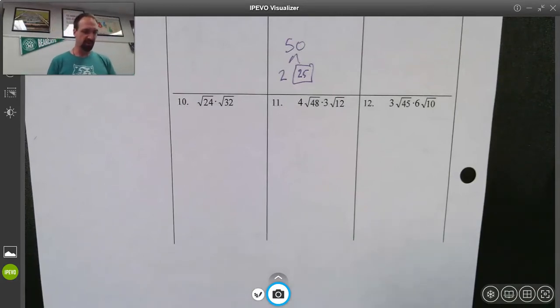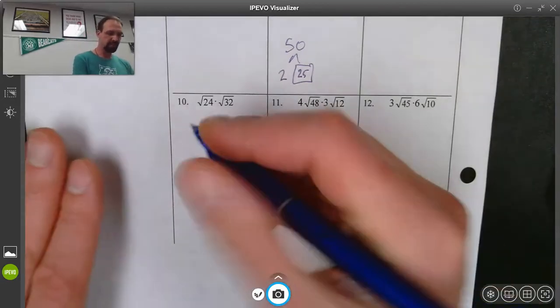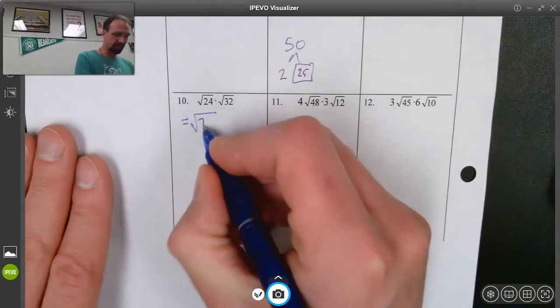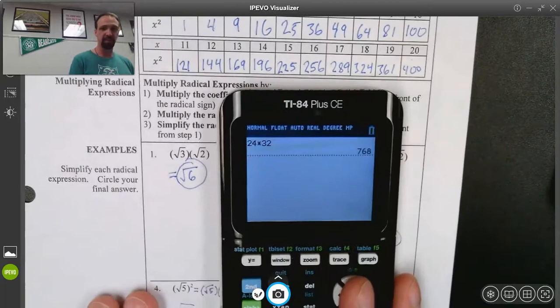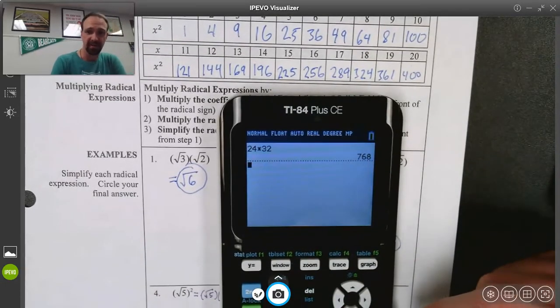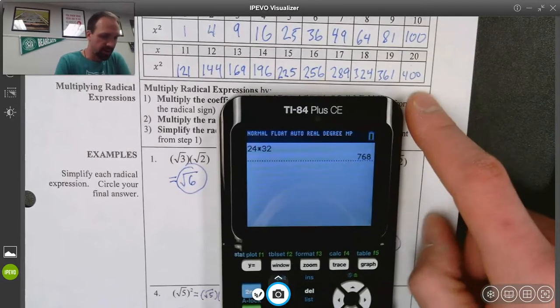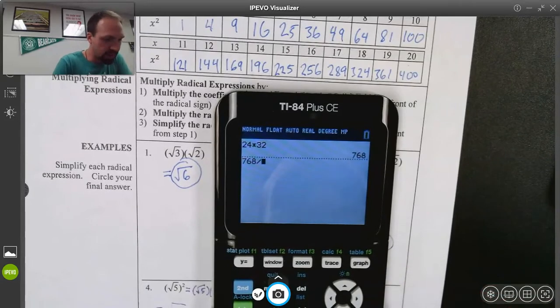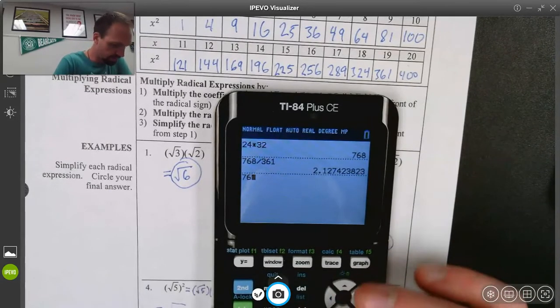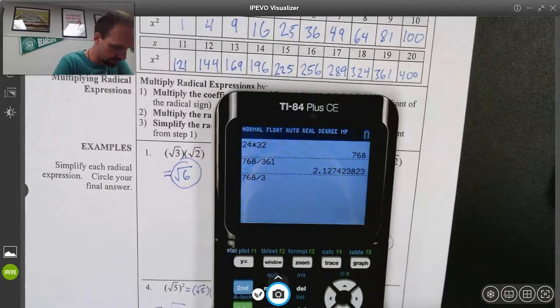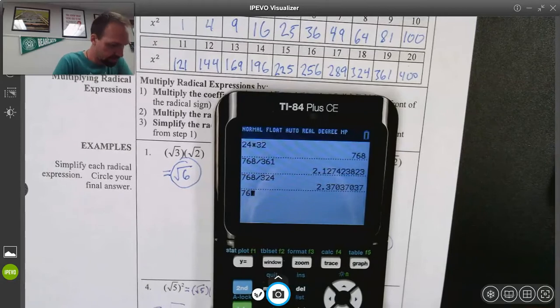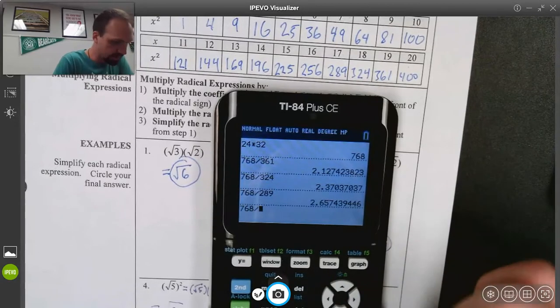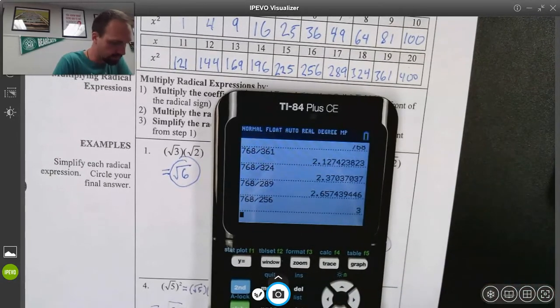So first I'm going to start just by multiplying through 24 times 32. So that's going to give me the square root of 768. So now I'm actually going to use our chart that we made earlier because I want to see what the largest perfect square goes into 768. So I can check all of these. I know 400 doesn't go into it evenly just because it's not 800. So I'm going to take 768 divided by 361. Nope, 768 divided by 324. Nope. 768 divided by 289. Nope. 768 divided by 256. Oh, there we go. 3.